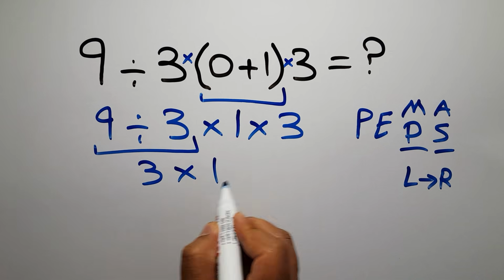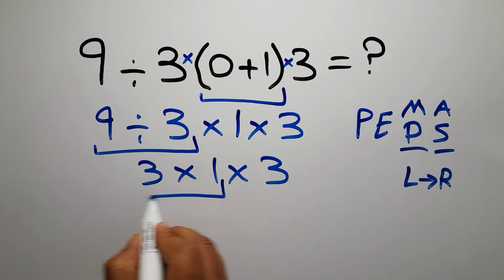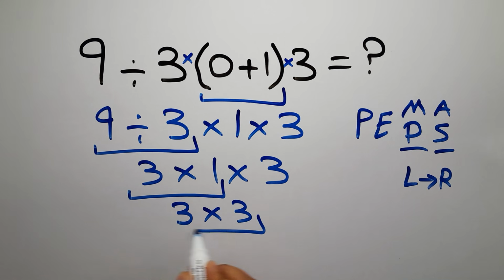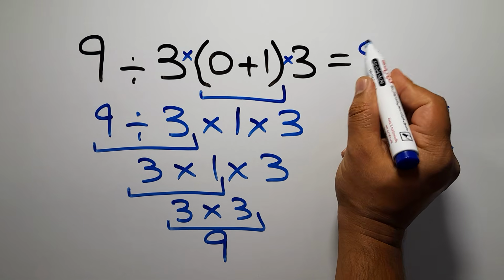And 3 times 1 times 3. 3 times 1 gives us 3. And 3 times 3 is just 9. And this is our final answer to this problem. The correct answer is 9.